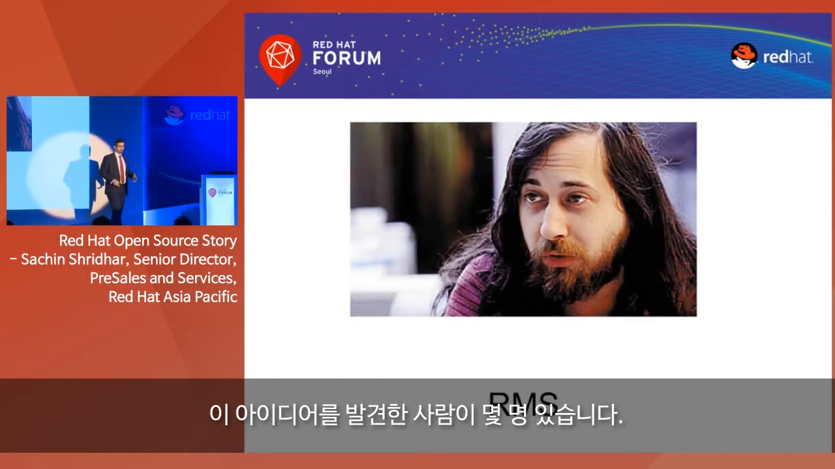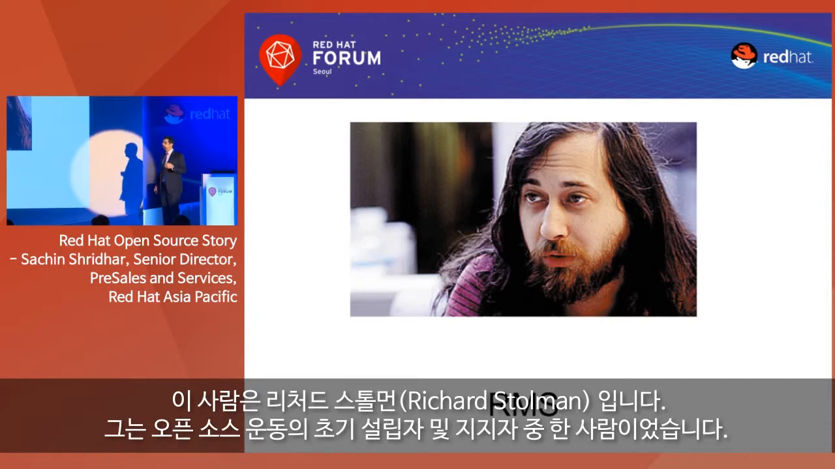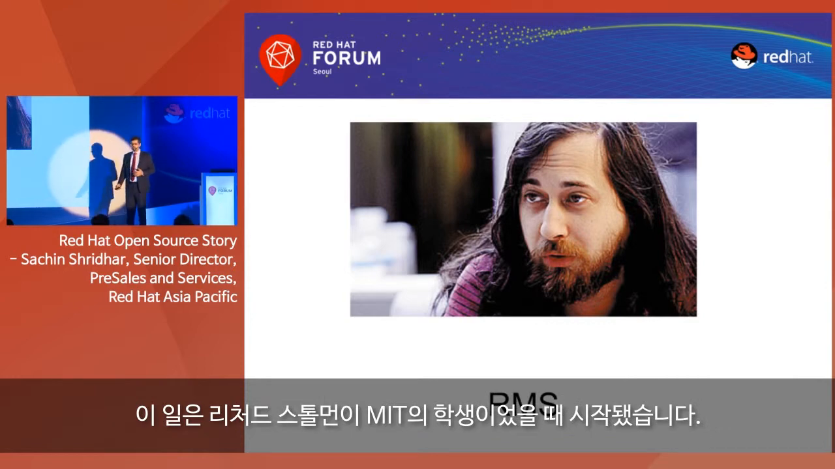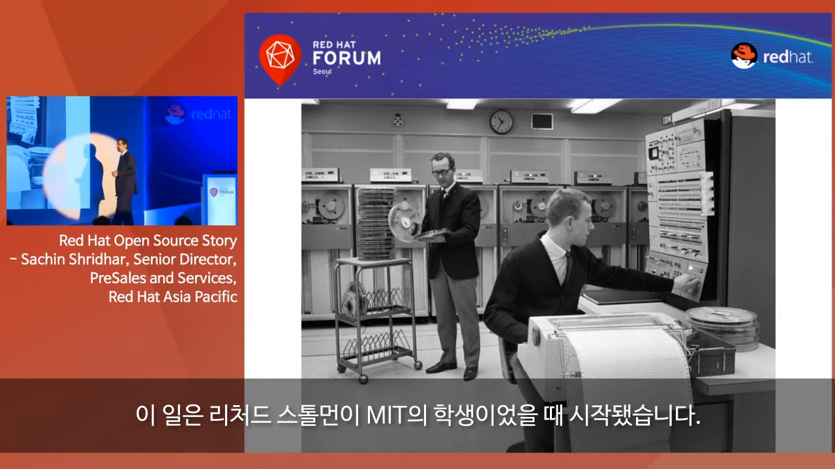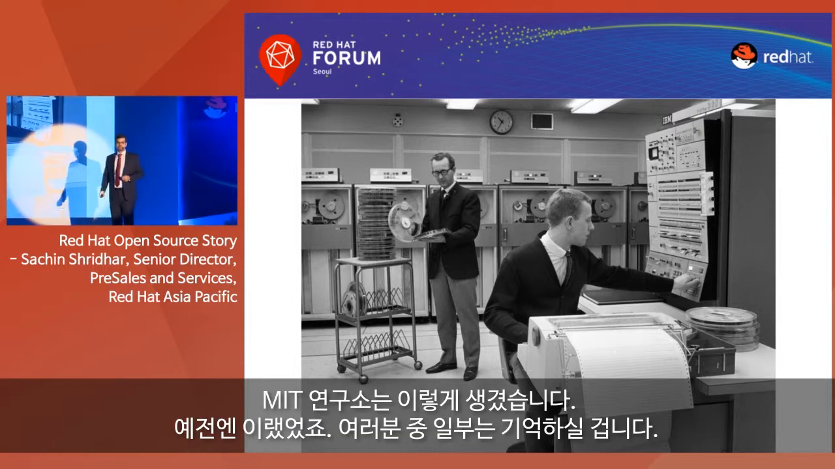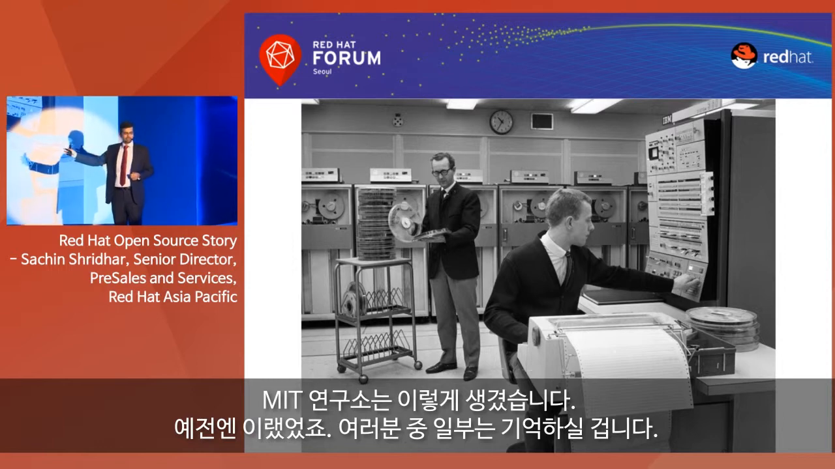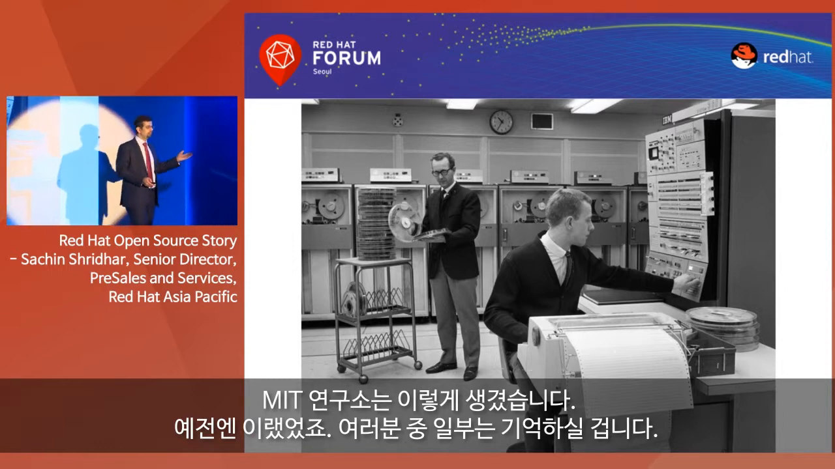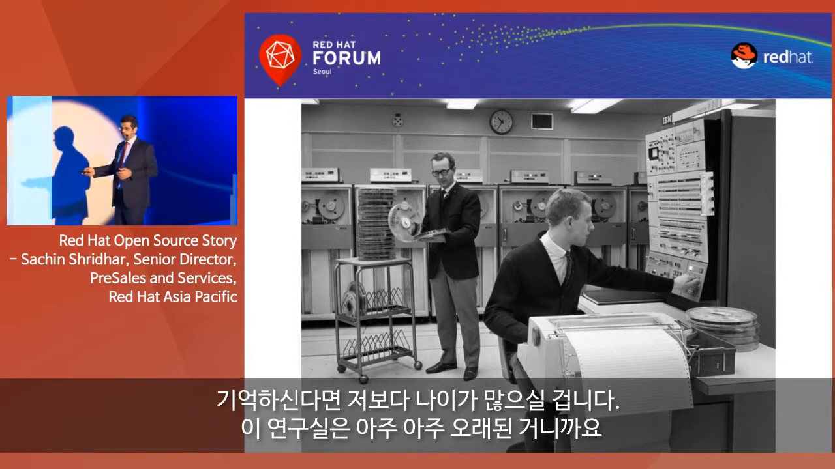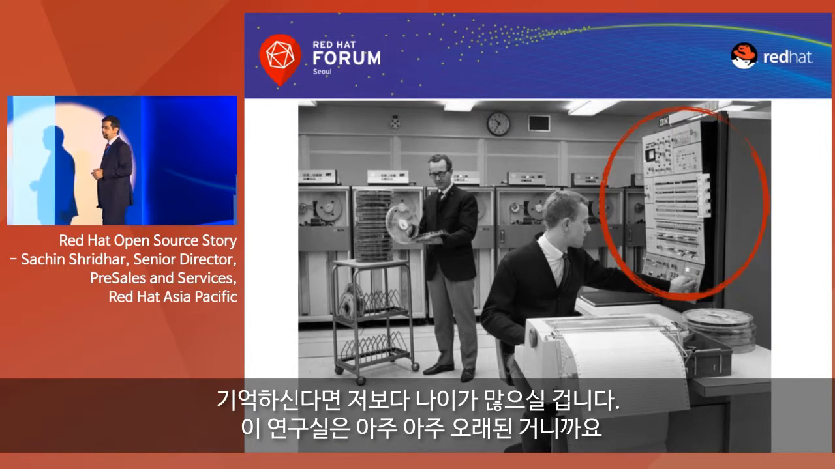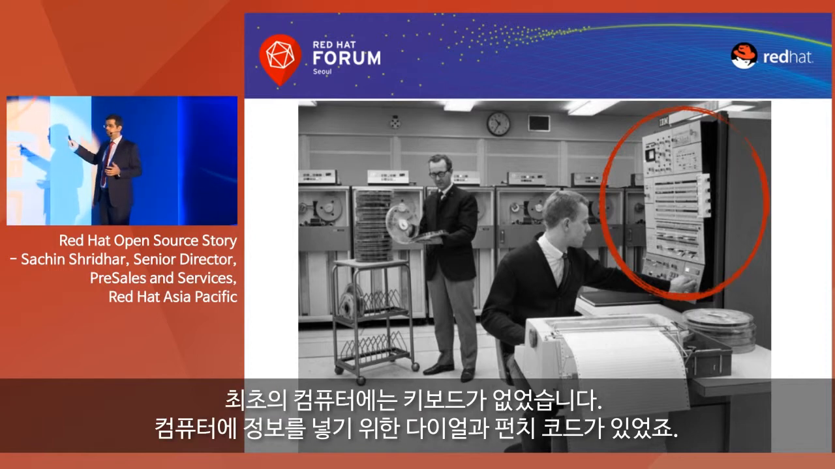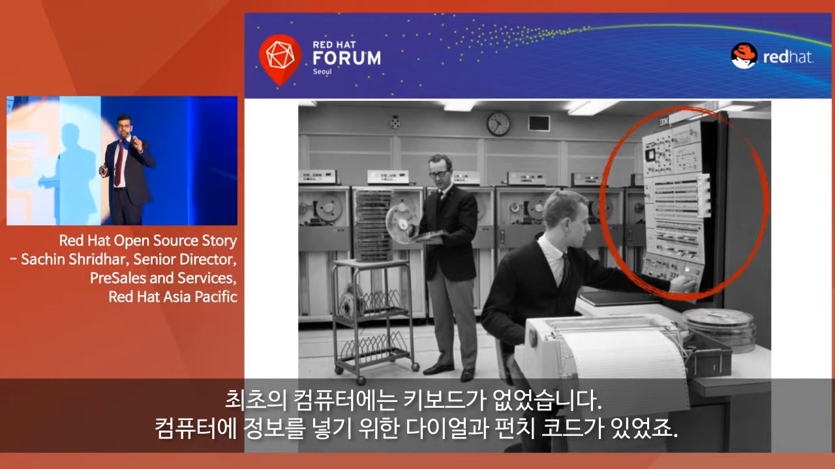And there are few people who picked up on this idea. This is Richard Stallman. He was one of the earliest founders and proponents of the open source movement. And this started when Richard Stallman was a student at MIT. The MIT lab looked something like this. It had, and if you remember, then you are of my age because this is very, very old, the earliest computers. This one did not have a keyboard. It had dials and punch codes to feed information to the computer.